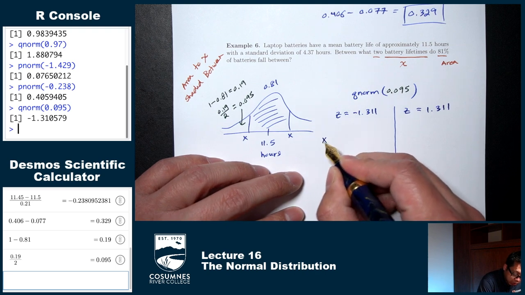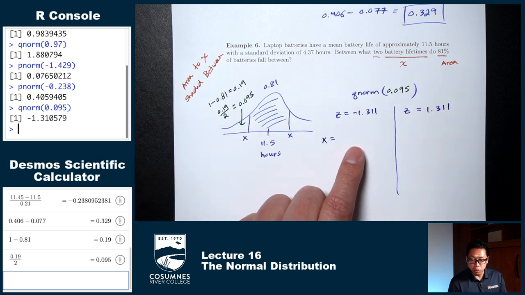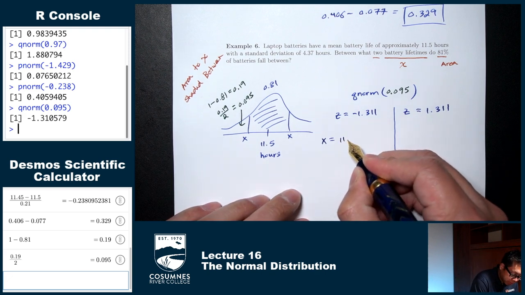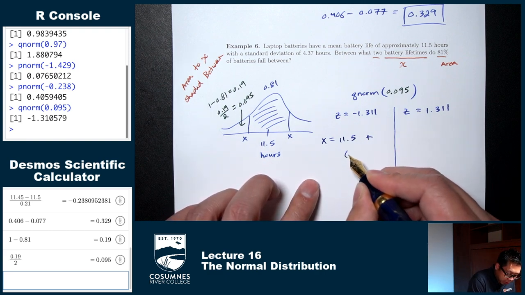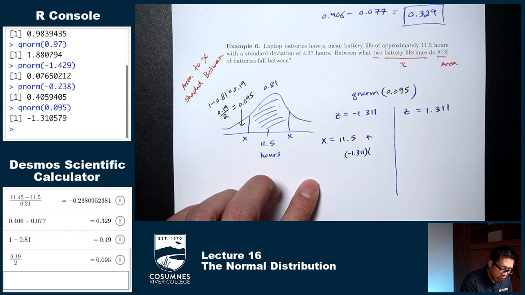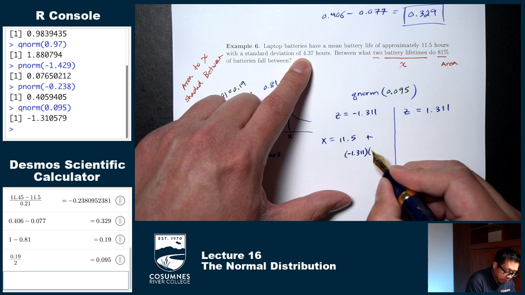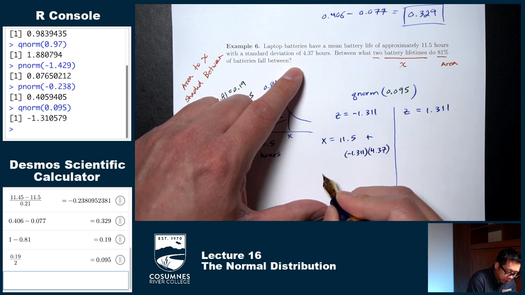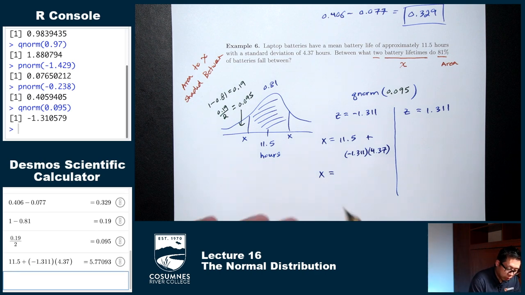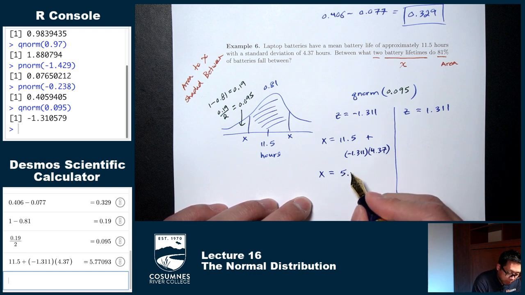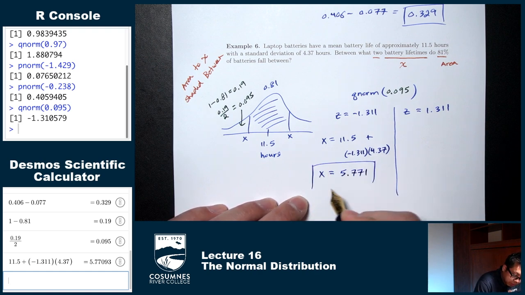The first one's gonna be X equals. So formula says mu, the mean here is 11.5, plus Z times the standard deviation, so plus negative 1.311 times the standard deviation, 4.37. Okay, so let me do that one right here. 11.5 plus negative 1.311 times 4.37. 5.771. So round to three decimal places. 0.771. Okay, so that's one of the answers.